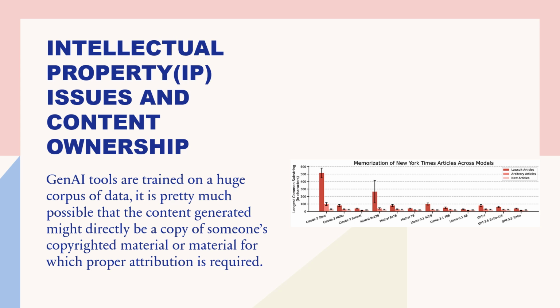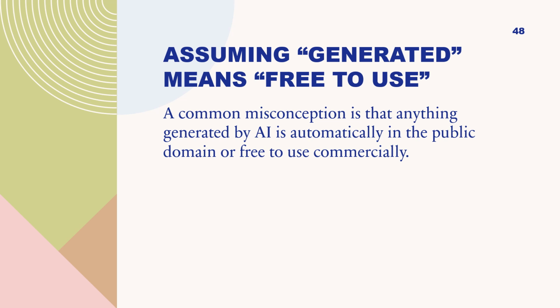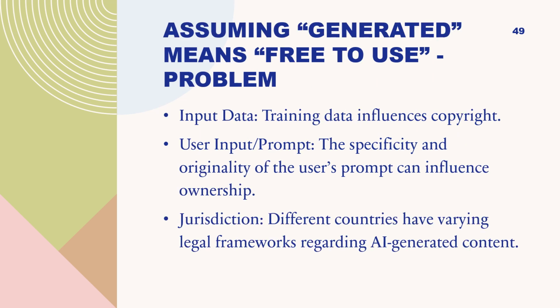All GenAI users should be aware of the following common mistakes related to IP and content ownership. First is assuming generated content means free to use. A common misconception is that anything generated by AI is automatically in the public domain or free to use commercially. This is not the case. The legal status of AI generated content is still evolving, and there are several factors that influence its ownership. So, following are the issues related to it.